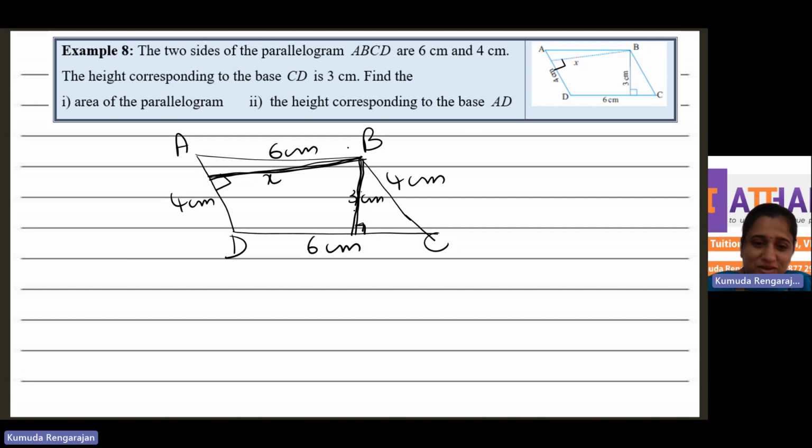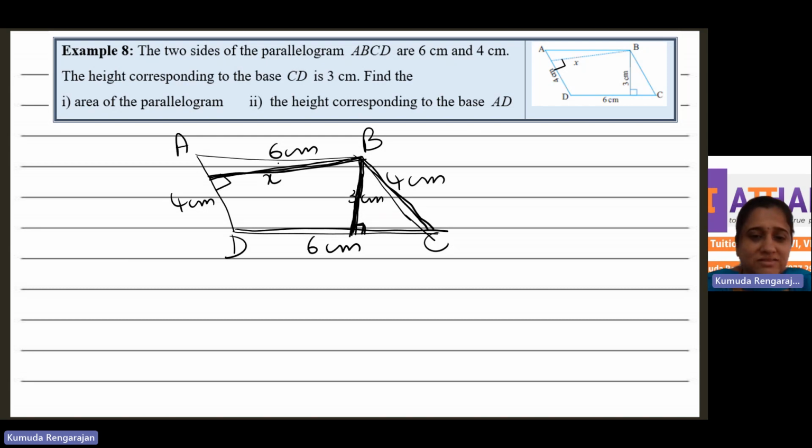Where is this altitude landing? On this, right? No, you're talking about this side BC. I'm not asking about this side BC. I'm asking about this line segment. It's hitting which side? This line segment is coming to meet somebody. Who is it meeting here? DC. Now this line segment is coming down to meet somebody. Whom is it meeting? AD.